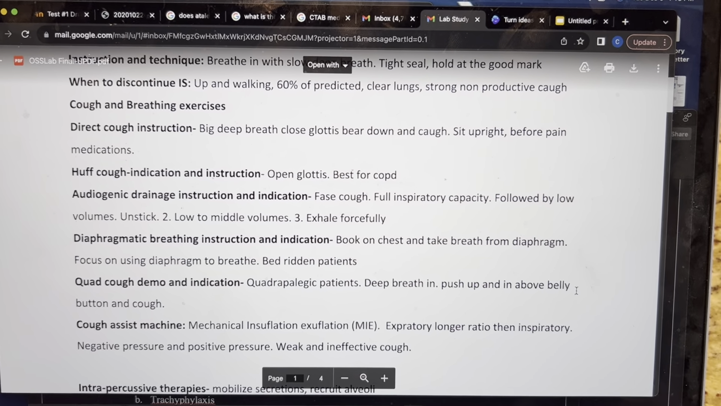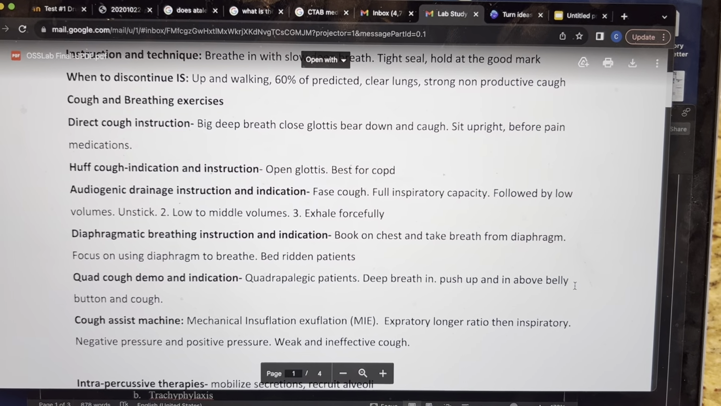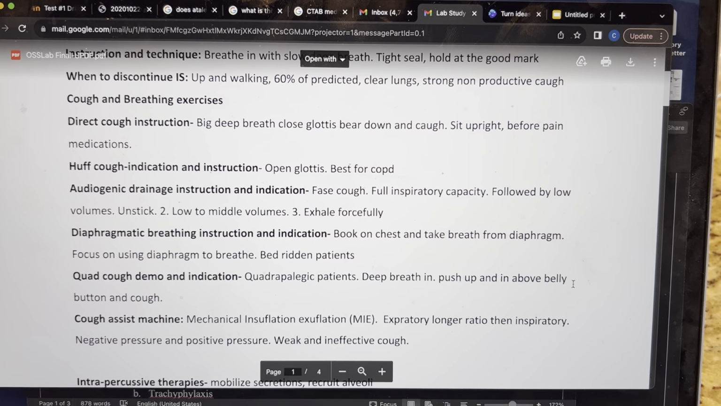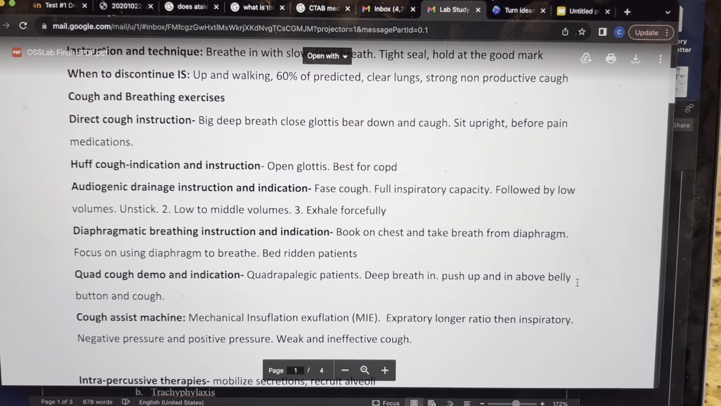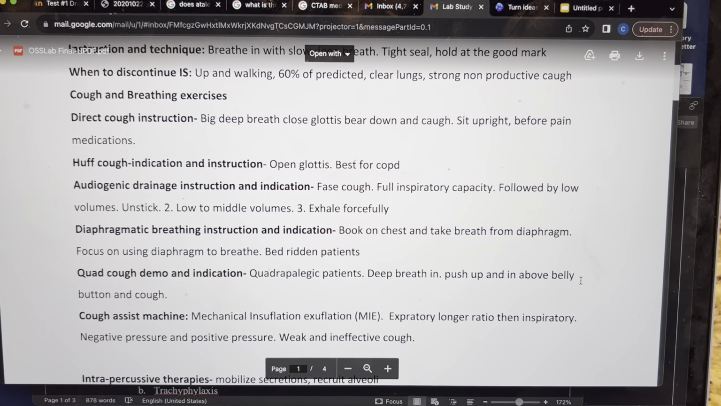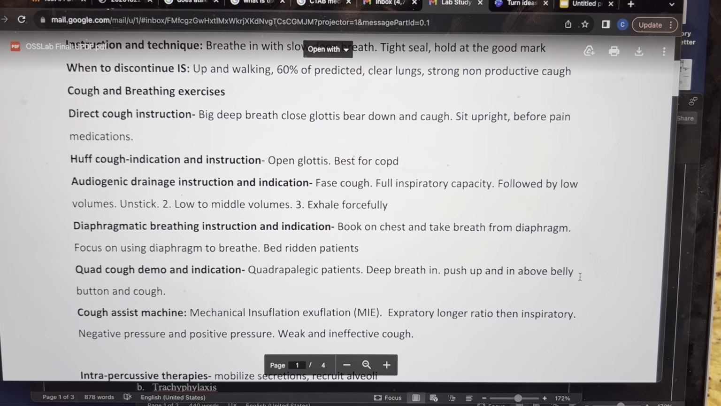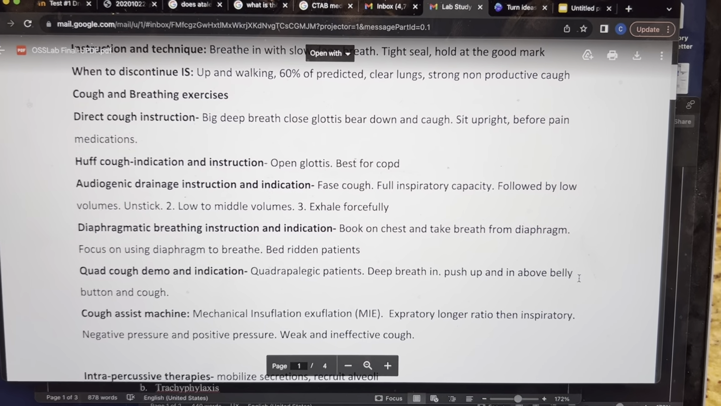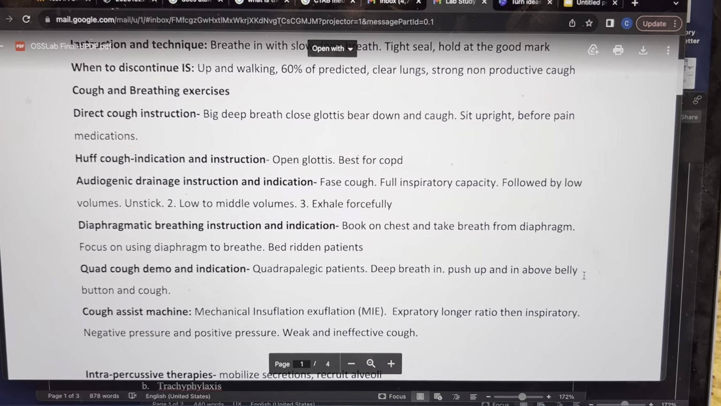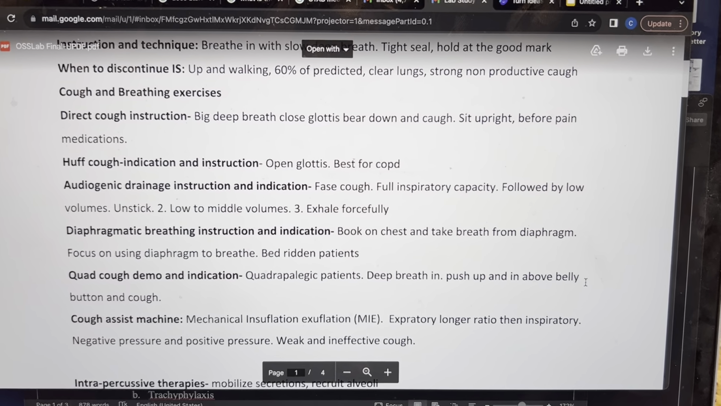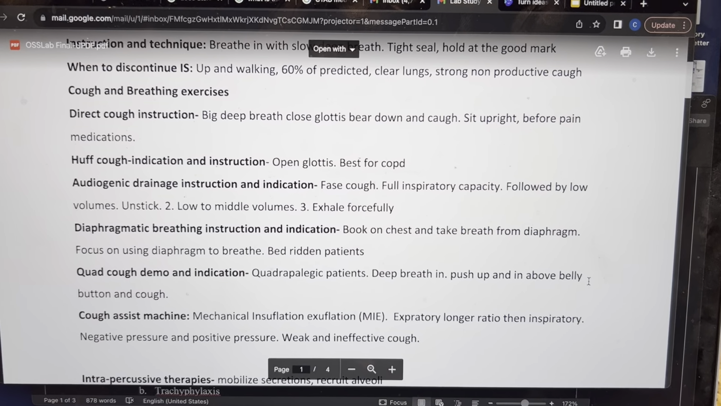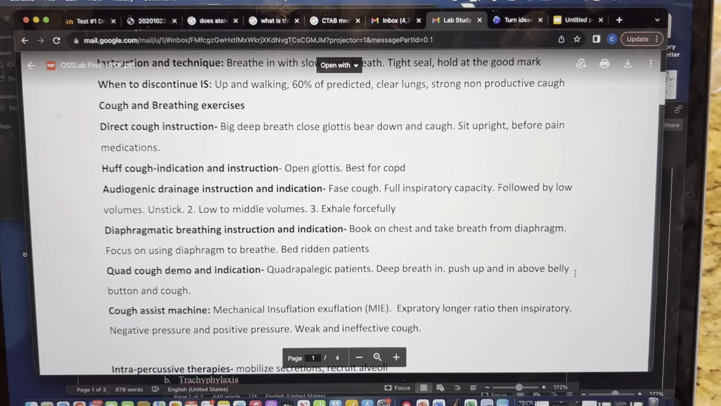Quad cough demo and indication: quadriplegic patients. Deep breath in, push up and in above the belly button, and cough. Indication for quad cough is for quadriplegic patients.